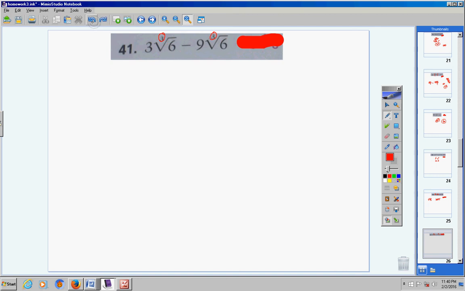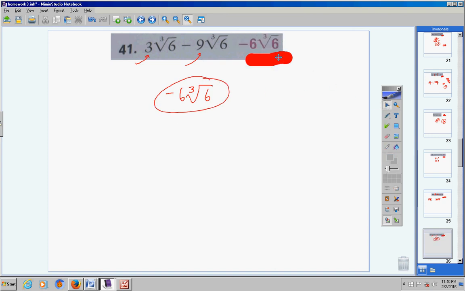So what you do is you write down the cube root of 6, and then you add or subtract, depending on what you're doing, the outside numbers. So 3 minus 9 is negative 6, cube root of 6. And obviously, if you can simplify this cube root, do so. But you can't. The prime factors of 6 are 2 and 3. So we're good. There's nothing we can do.